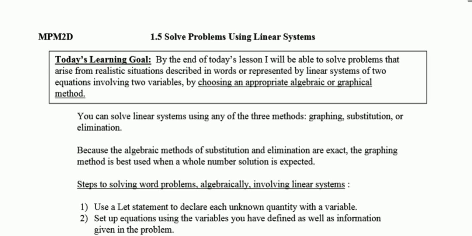So the methods that we've covered in this chapter are using graphing to solve a linear system, using the algebraic method of substitution or elimination. And because the algebraic methods are exact, the graphing method really should only be used when you're expecting a whole number solution. Okay.